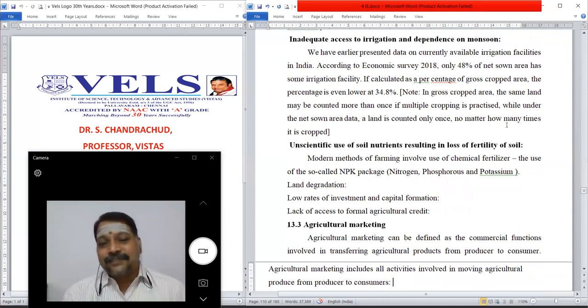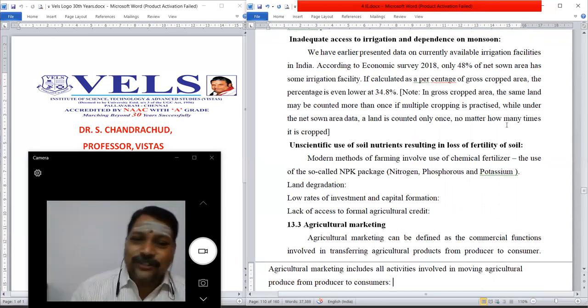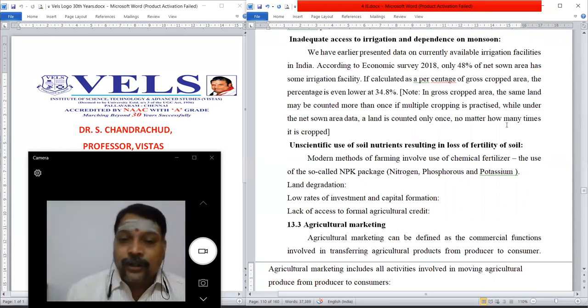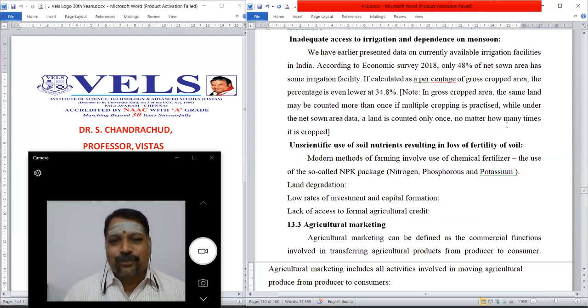The third reason for low productivity is unscientific use of soil nutrients, which may result in loss of fertility of soil. The modern method of farming involves chemical fertilizers, the use of the so-called NPK package. NPK package means nitrogen, phosphorus, and potassium package. So we are using that particular facility in land.